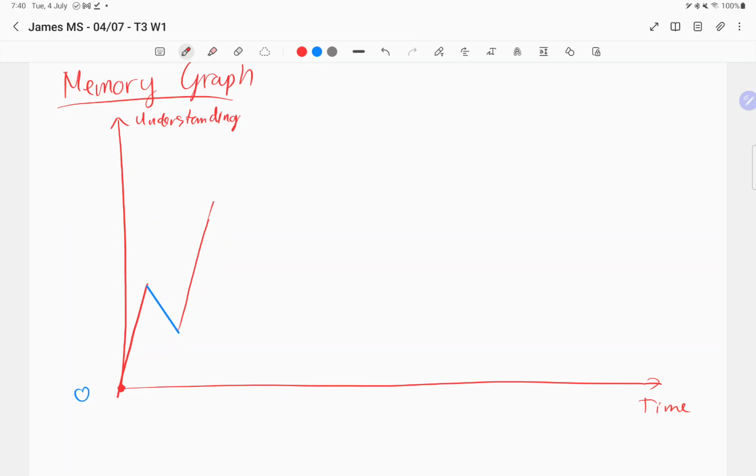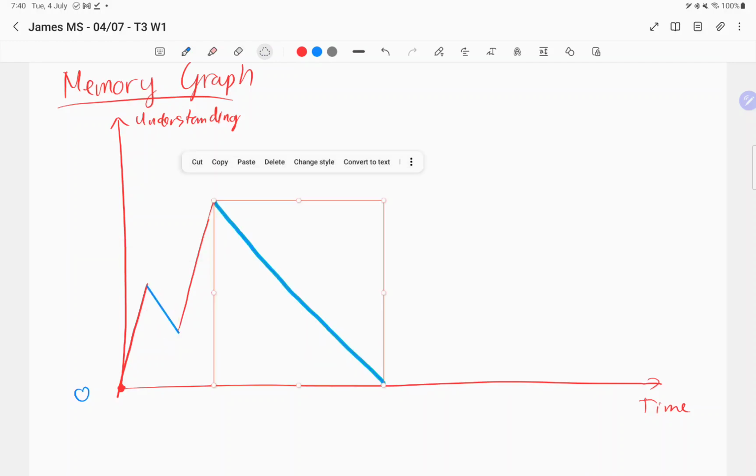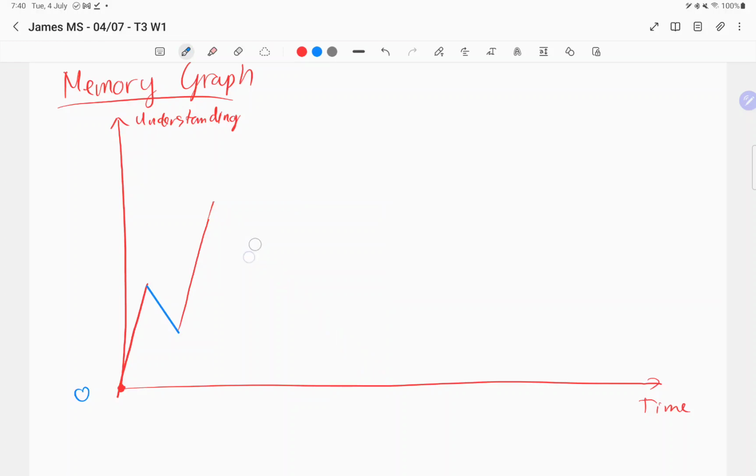Right, that's one thing. The second thing is what happens to the rate of forgetting. Right, see the gradient of this one and this one is not the same. It takes longer for you to forget. Okay, again, this is just a representation. Don't quote me for this. This is not a scientific graph. But it takes longer for you to forget.